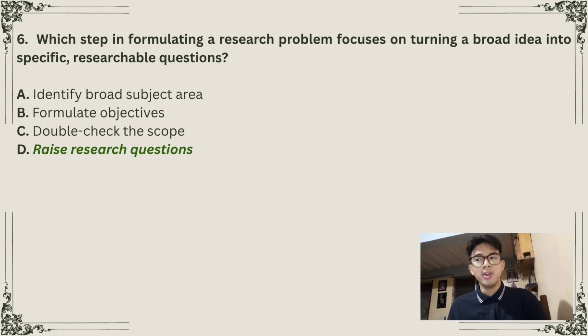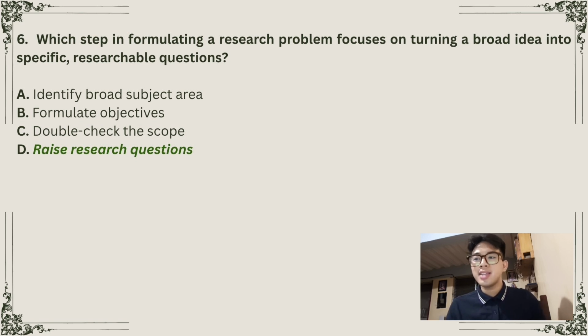Now, what about the other options? Letter A, identifying broad subject area. This is the first step in formulating a research problem. It involves choosing a general topic or field. At this stage, the topic is still too wide and undefined to guide actual research.